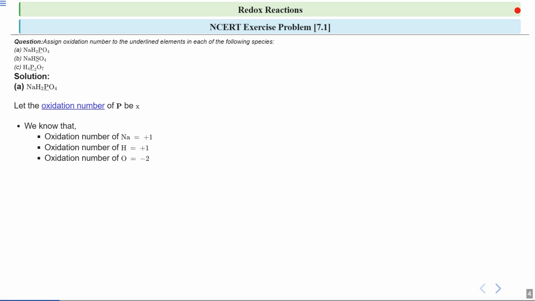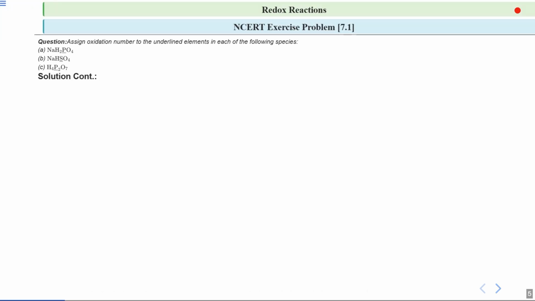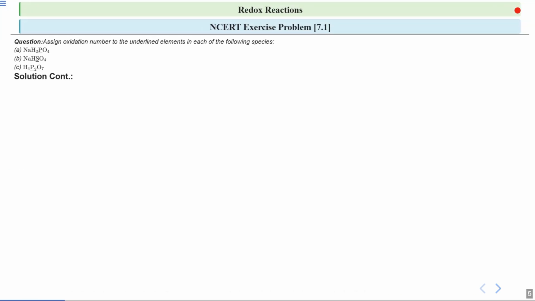What about oxygen? Of course this is not a case of anomaly. In case of bonding with H2O2 or OF2 or O2F2, or in case of peroxide, it shows anomaly. But here we have a normal case, so the oxidation state will be -2. Now with this knowledge, we can move on further. We can just write NaH2PO4 along with the oxidation state written on top of each of these elements.